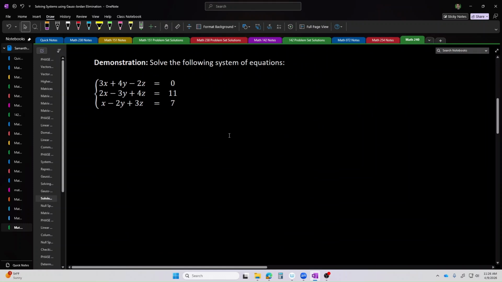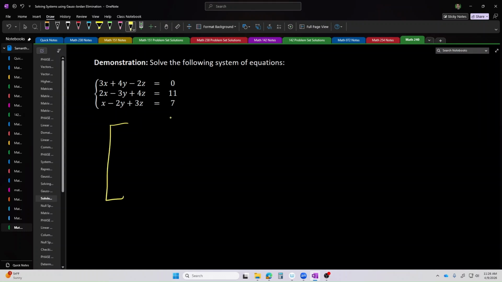So to demonstrate the full process of solving a system of equations using linear algebra techniques, let's go ahead and solve this system of equations. And step number one, take the coefficients and the values in the system and put them into an augmented matrix. So that we have 3, 4, minus 2, bar 0. 2, minus 3, 4, 11. 1, minus 2, 3, 7.